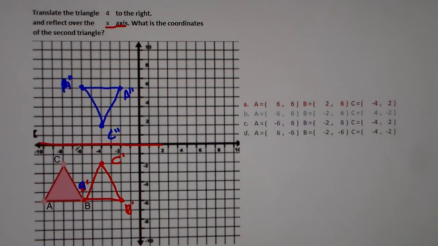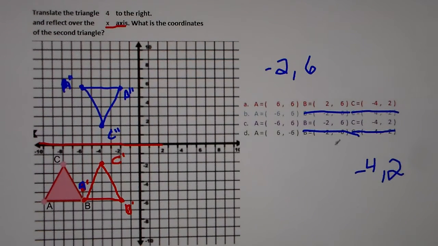So if we identify these coordinates, C double prime is 4 to the left, 2 up, so negative 4, 2. So that eliminates option D. It also eliminates option B. Now let's look at B double prime. That's 2 to the left, 6 up. We already know that those are eliminated. So negative 2, 6. That'd be option C is our correct answer for this one.